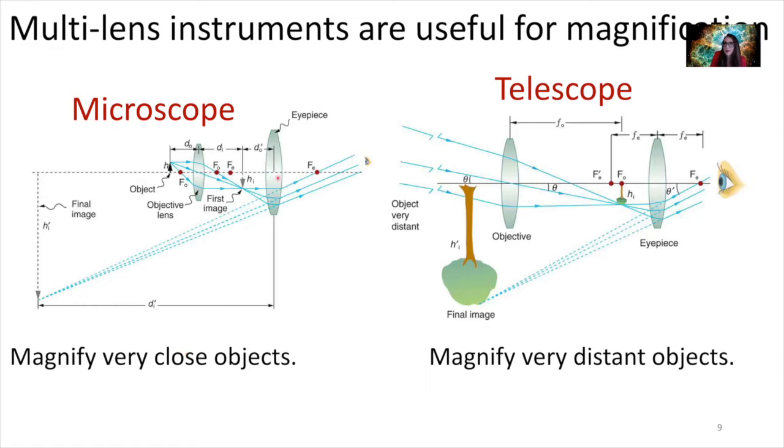For a telescope, you use a combination of lenses to magnify very distant objects, like a star, or with binoculars, a bird out in the field. A microscope is designed to magnify very close objects.